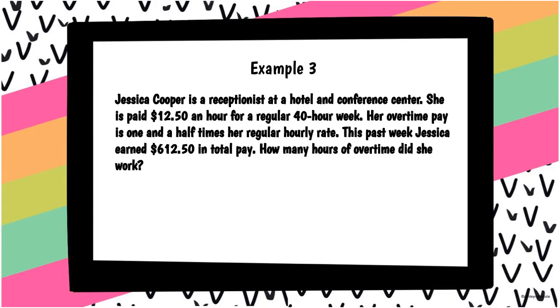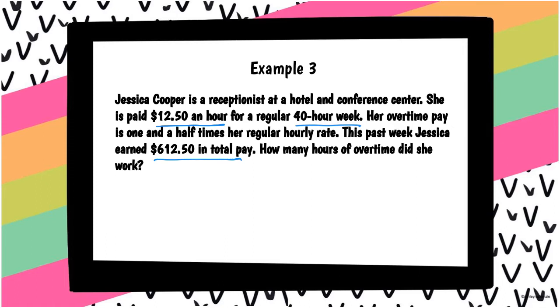Okay, example 3 is a little bit different. Here Jessica Cooper is a receptionist at a hotel and conference center. She's paid $12.50 an hour for every regular 40-hour week. Her overtime pay is 1.5 times her regular hourly rate. This past week, Jessica earned $612.50 in total pay. How many hours of overtime did she work? Here we don't know how many hours of overtime she worked. That's what we're trying to find. But we know her regular hourly pay, her regular hours, and her total pay.